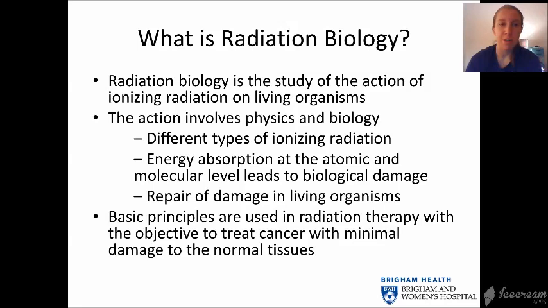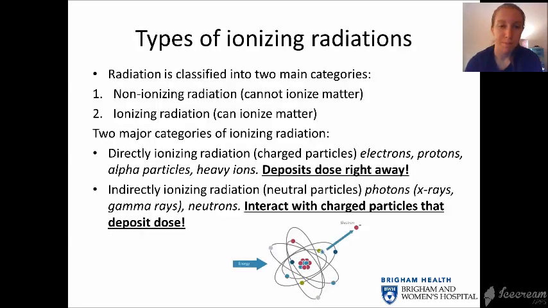So what is radiobiology? It is the study of the action of ionizing radiation on living organisms, and the action involves physics, biology, and even some chemistry. And there are different types of ionizing radiation, like alpha particles, beta particles, neutrons, photons, protons. It also involves the energy absorbed at the atomic and molecular level, which leads to biological damage. And then there's also repair of the damage in living organisms. So there's repair mechanisms for DNA, for example. And these basic principles are used in radiation therapy with the objective to treat cancer with minimal damage to the normal tissue. So let's start off with the types of ionizing radiation.